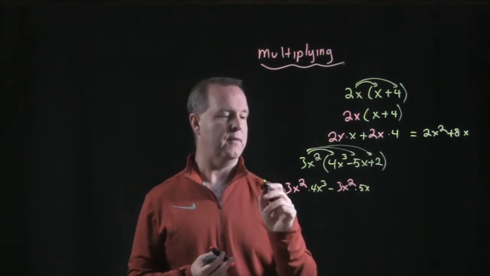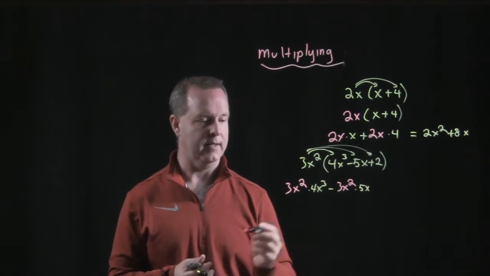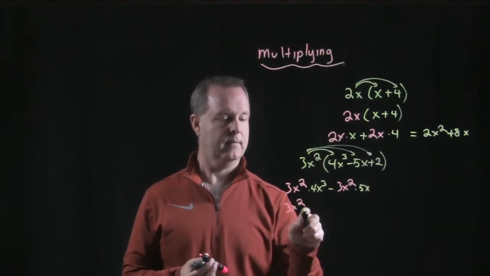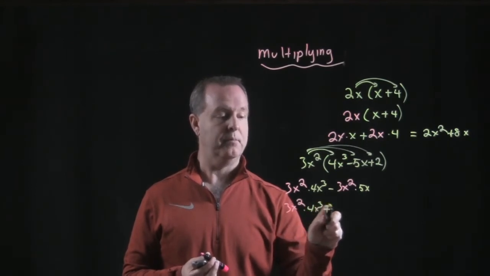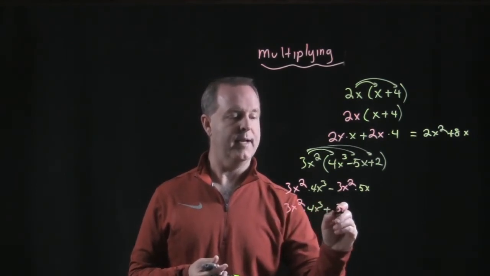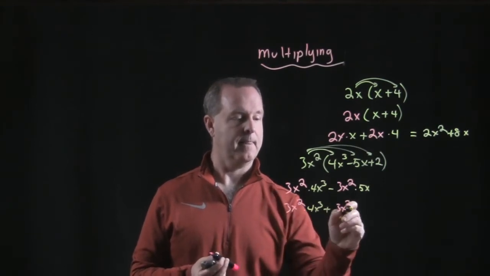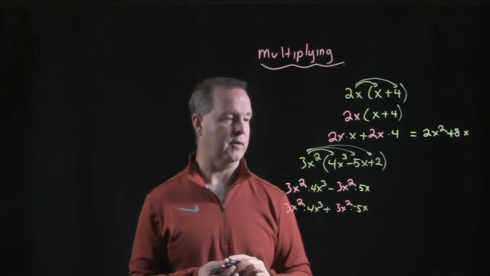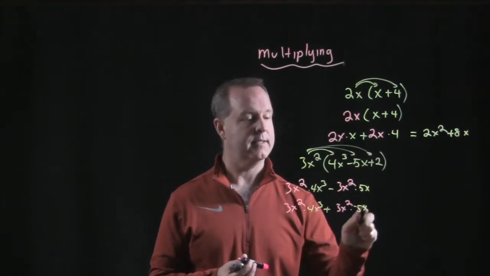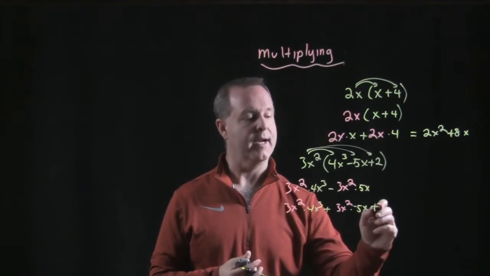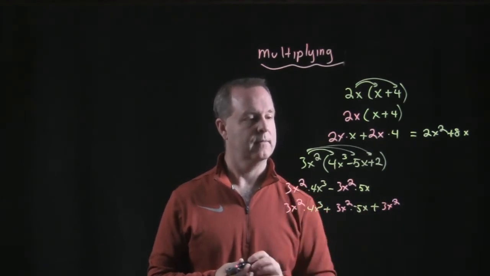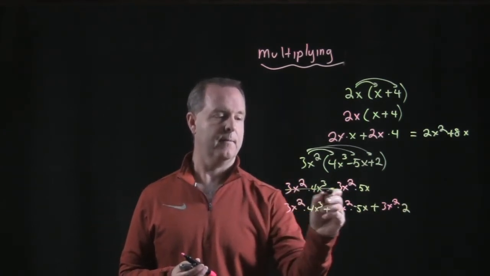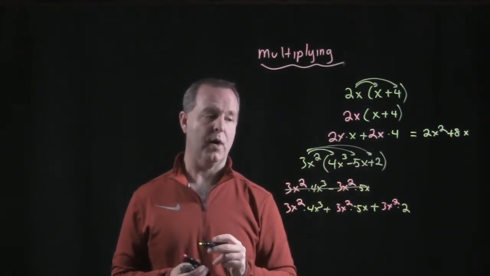Well, actually, I probably should have written it this way. Let me rewrite this, I was skipping a little bit of a step. So it's 3x squared times a 4x cubed plus a 3x squared times a negative 5x, just where I want to put that negative for this particular example, and then plus the 3x squared times the 2. So notice that 3x squared is being multiplied all the way across each of those terms.